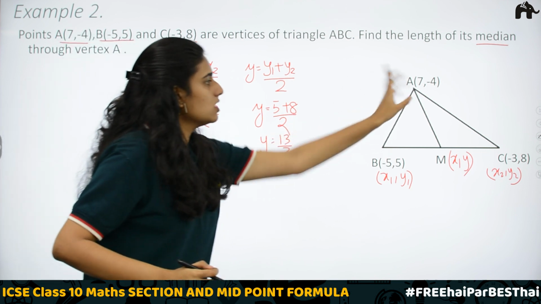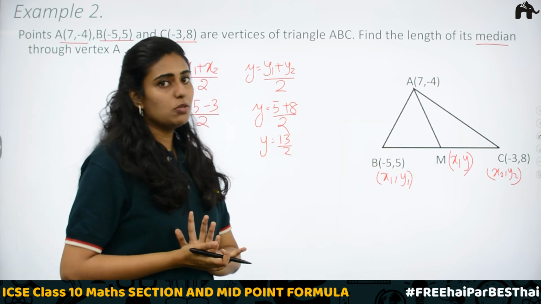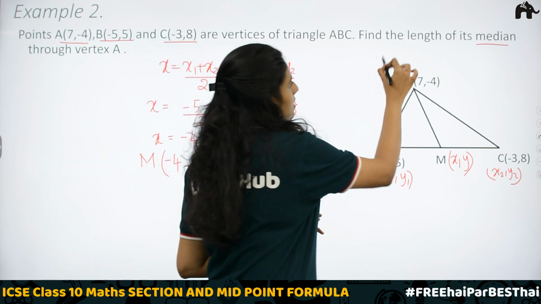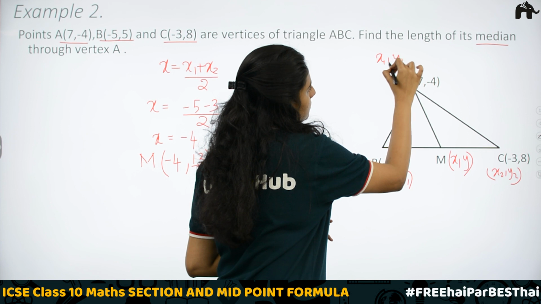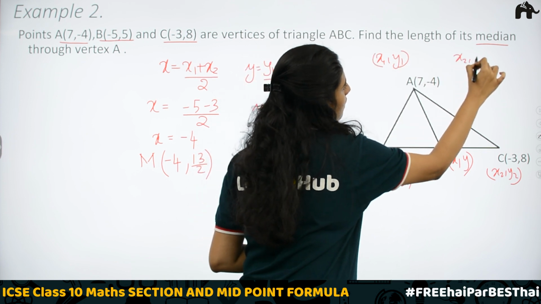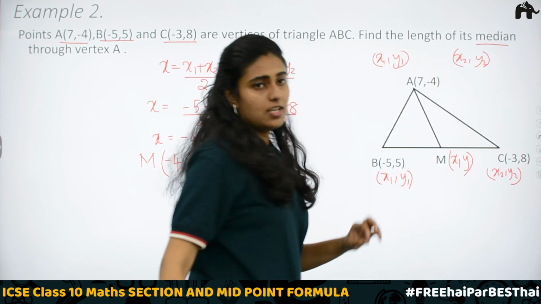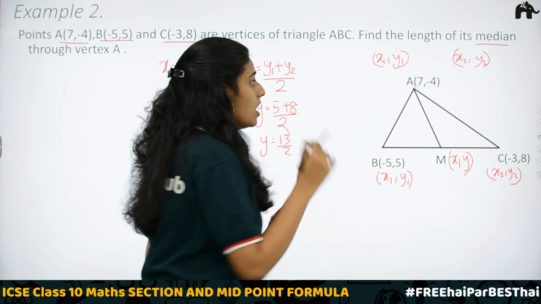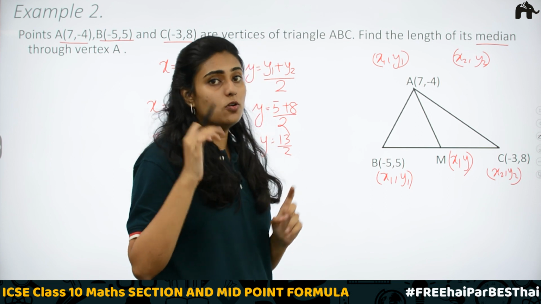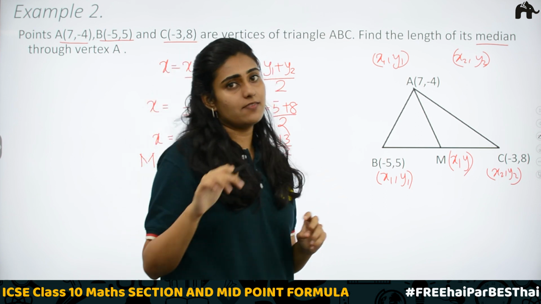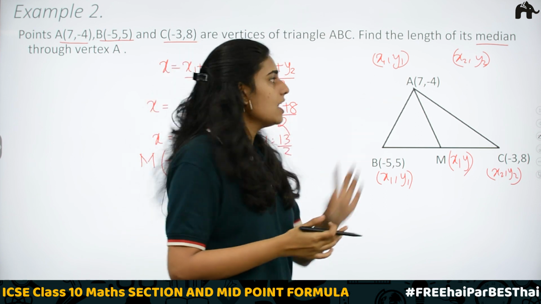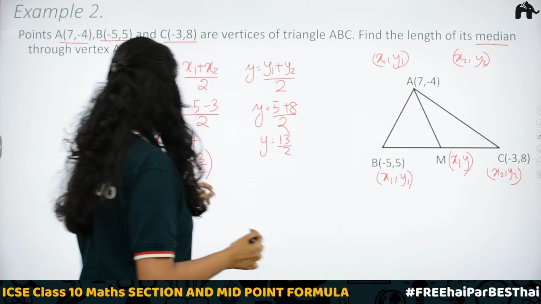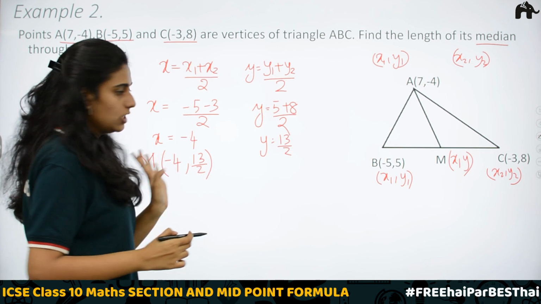Now we know the coordinates of A and the coordinates of M. You remember the distance formula? What is the distance formula when the coordinates x1, y1 and x2, y2 are given. This is the first point and this is the second point. Then you will be using the formula root of x2 minus x1 whole square plus y2 minus y1 whole square. The same we are applying here. Here the first point is 7, minus 4 and the second point is minus 4, 13 by 2.